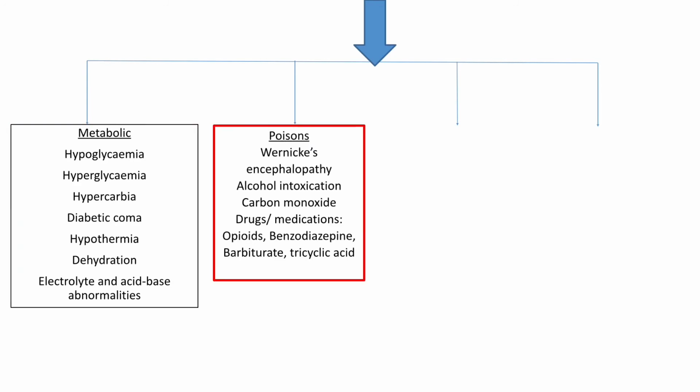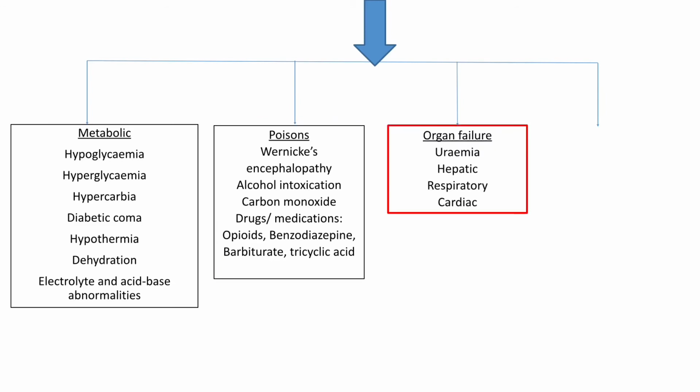Poisons or toxins that cause reduced GCS include Wernicke's encephalopathy, alcohol intoxication, carbon monoxide intoxication, or drugs and medications like opioids, benzodiazepines, barbiturates, and tricyclic antidepressants. Organ failure can also cause low GCS. For example, in renal failure, there is uremia. In hepatic failure, ammonia levels are high. Respiratory failure may lead to carbon dioxide retention or hypoxia, while cardiac failure may lead to poor perfusion, leading to high lactate, increased carbon dioxide, and hypoxia.